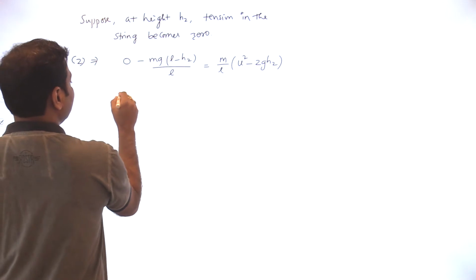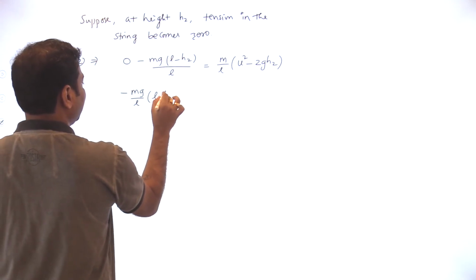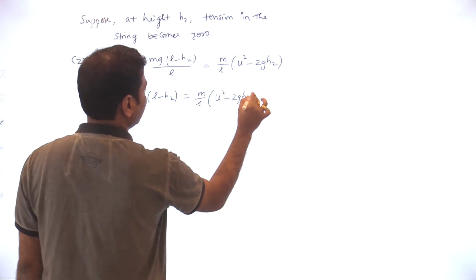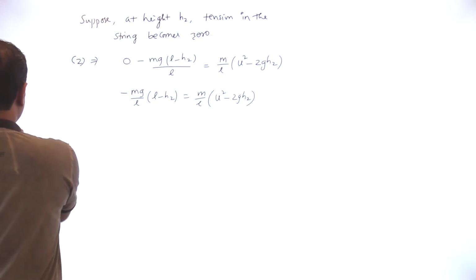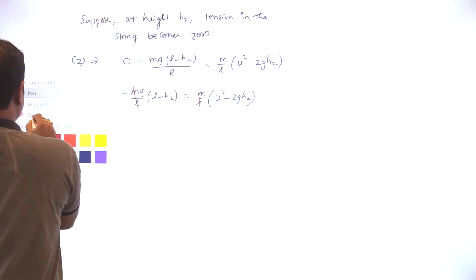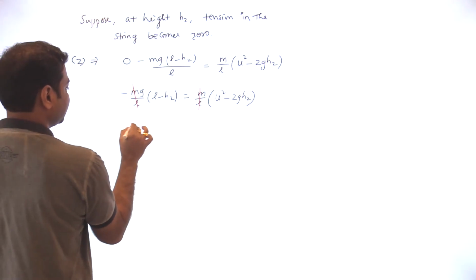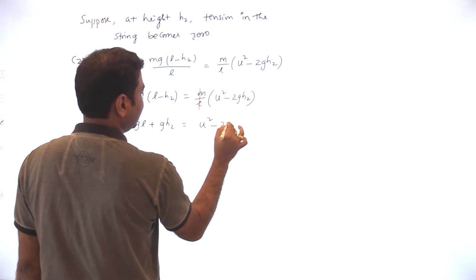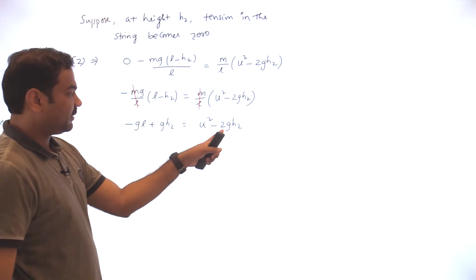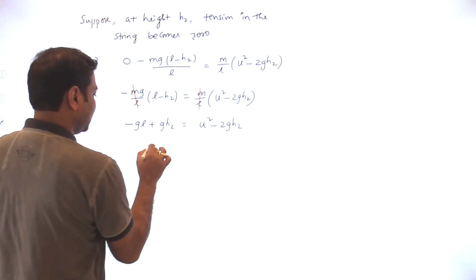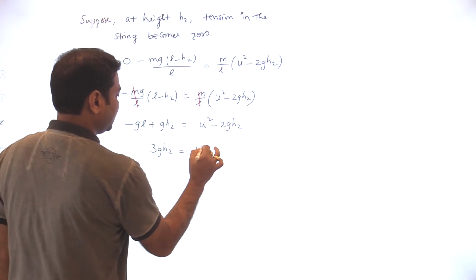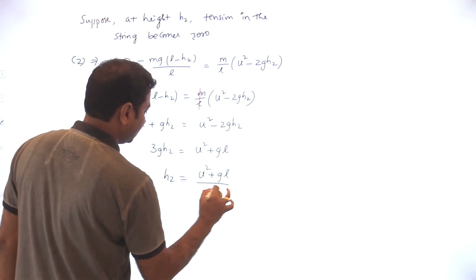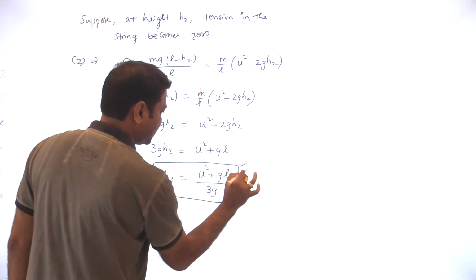To find the h2 value: minus mg by L into (L minus h2) is equal to m by L into (u square minus 2g h2). Let us say m by L cancels out on both sides. What is the value? This is minus gL plus g h2 is equal to u square minus 2g h2. Now I want to find the h2 value. Take the 2g h2 to this side. So 3g h2 is equal to u square plus gL, and h2 is equal to (u square plus gL) by 3g. This is an important expression, try to remember.